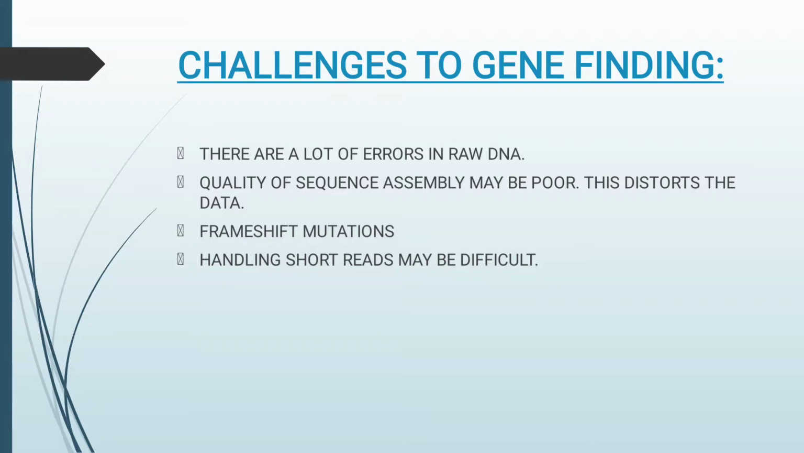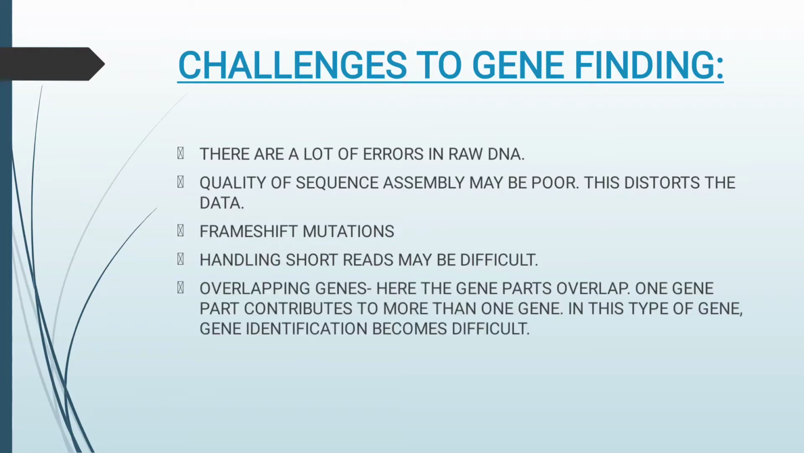Sometimes genes are very small. These are very short. Handling of these short reads is difficult. Even an automated sequencer cannot read a sequence less than 500 base pairs, say. So if you feed a sequence of 300 or 350 base pairs, errors will occur.